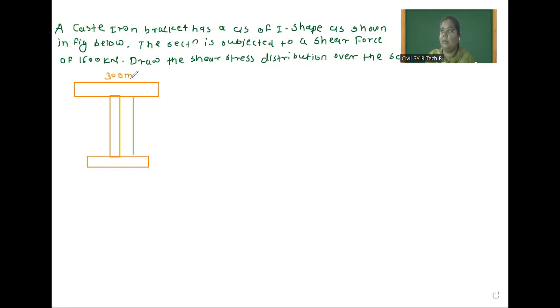This is 300 mm. After that, this one is 50 mm. This depth is 300 mm. This width is also 50 mm. And this is 200 mm. So this section is given. By observing this figure, this section is an unsymmetric section.